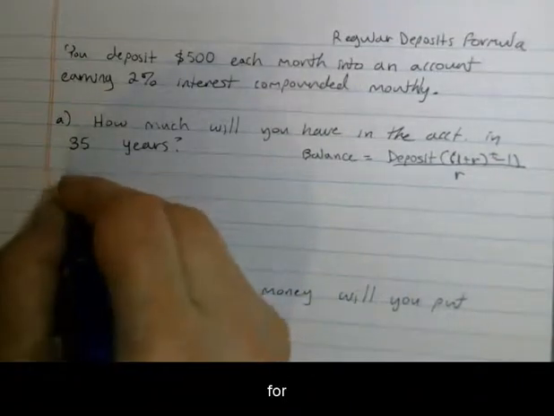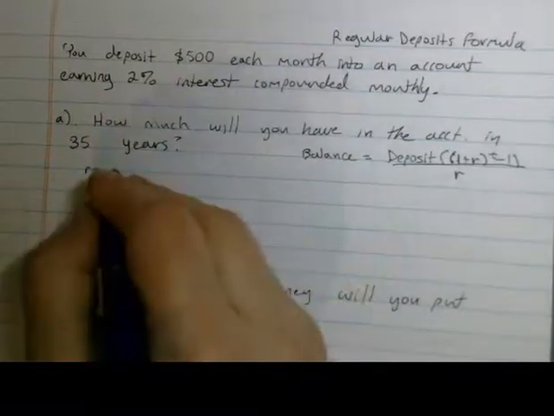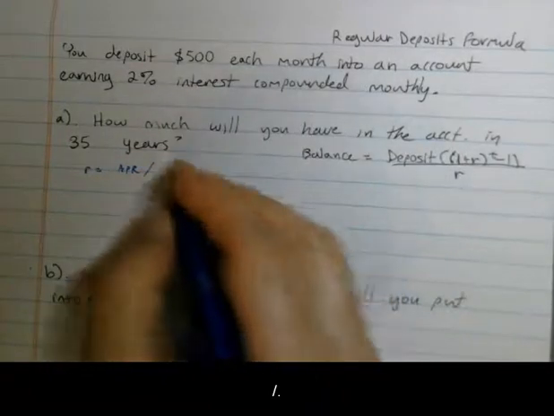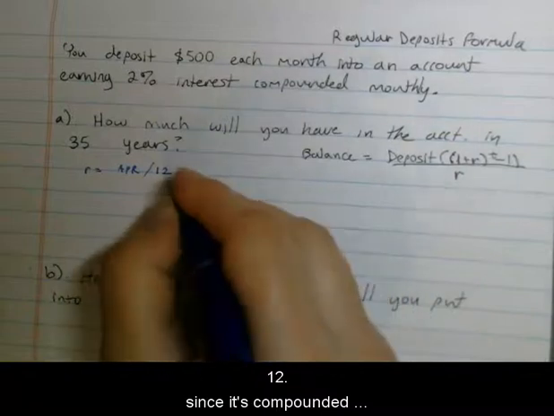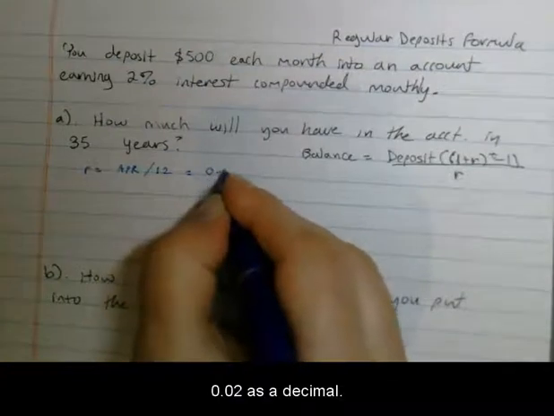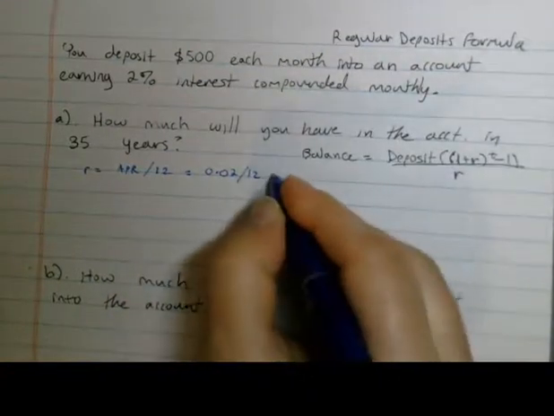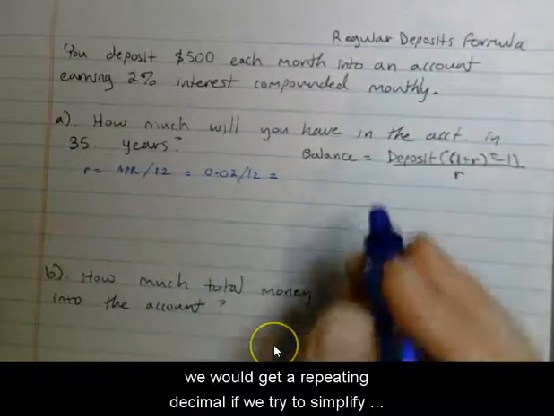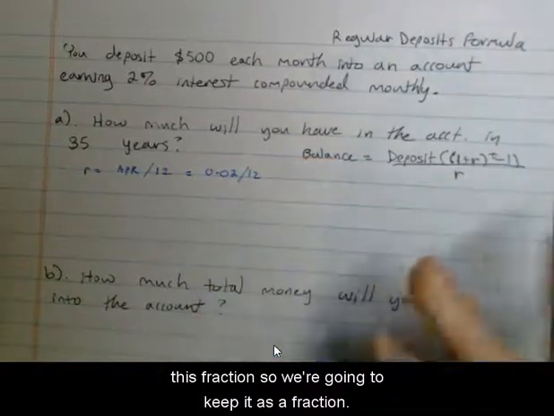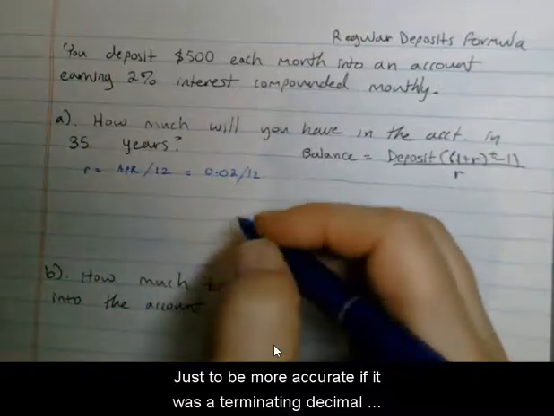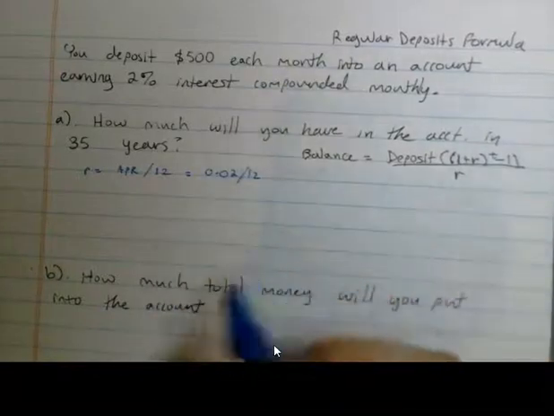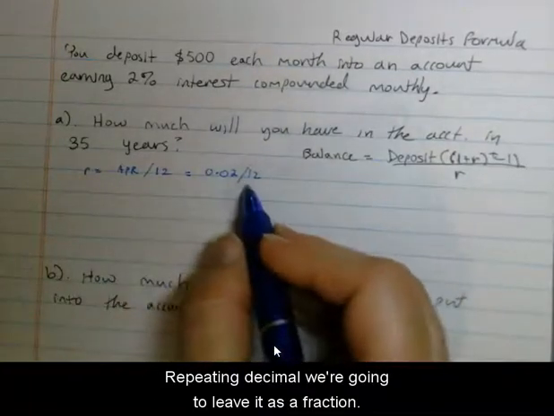So R would equal the APR divided by 12, since it's compounded monthly. APR in this case would be 2%, or 0.02 as a decimal. If we try to simplify this fraction, we would get a repeating decimal, so we're going to keep it as a fraction just to be more accurate. If it was a terminating decimal, then we could convert it to a decimal and use it in our formula. Since it's a repeating decimal, we're going to leave it as a fraction.